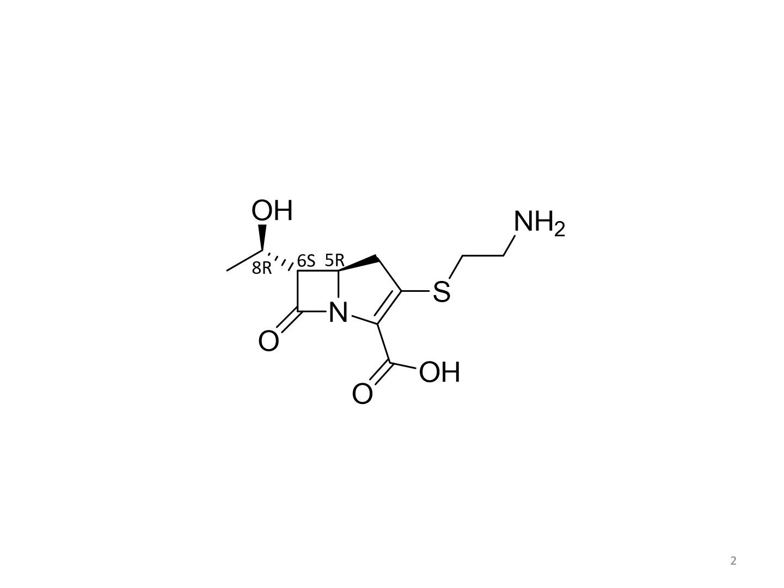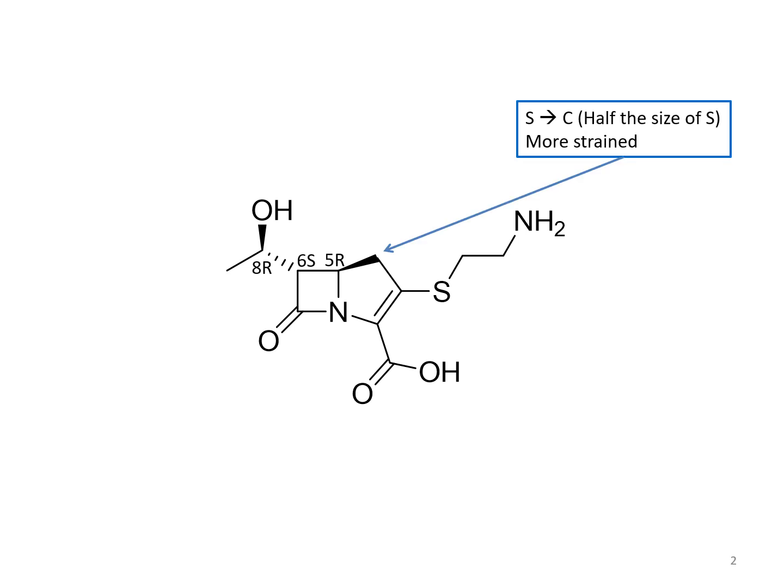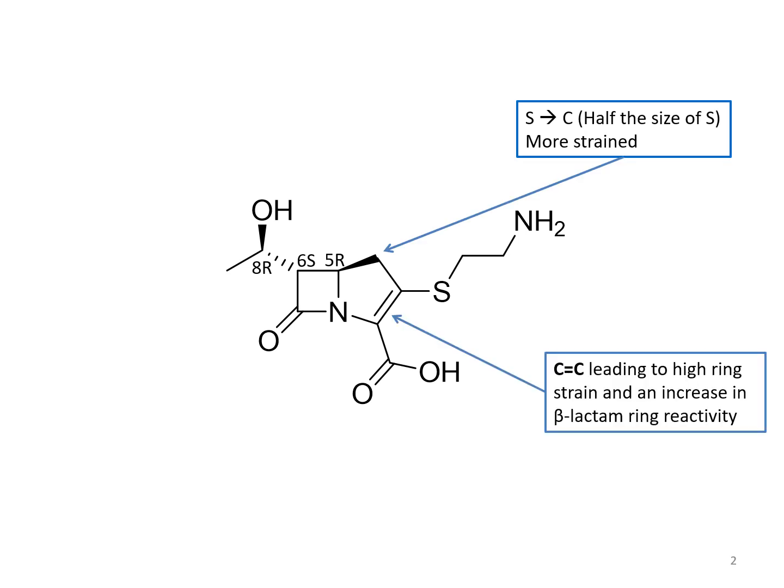The two factors contributing to the increased ring strain are having a carbon instead of a sulfur at position 4 and the double bond. Carbon, relative to the sulfur in penam, is half its size, which adds more strain to both the 5-membered and the beta-lactam rings. The endocyclic olefinic bond that connects carbons 2 and 3 is shorter than a single bond.